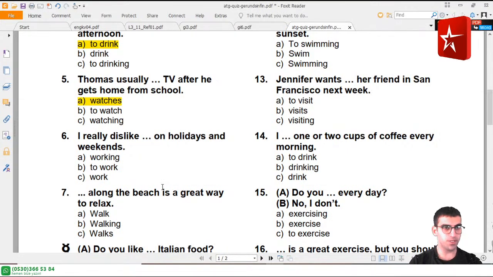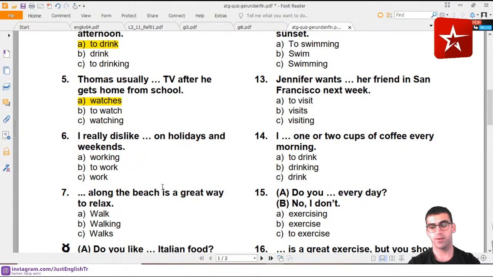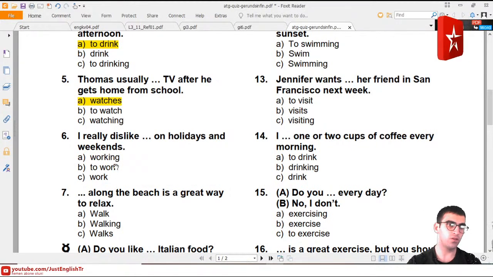Yes, guys, number 6 is A, because after like, love, don't mind, hate, after this kind of verbs, we use ing, we use gerund. Working is the correct answer for this one. I really dislike working on holidays and weekends, yes.